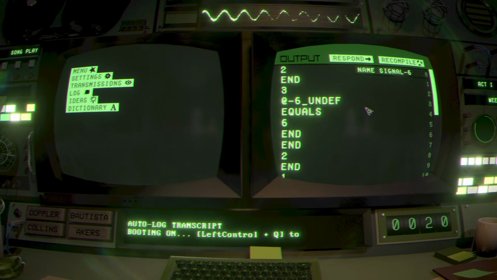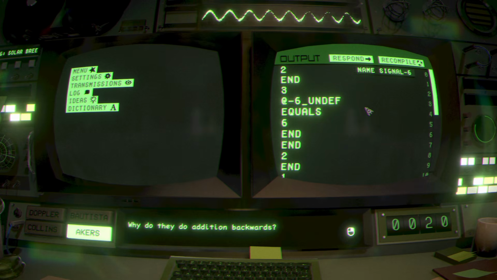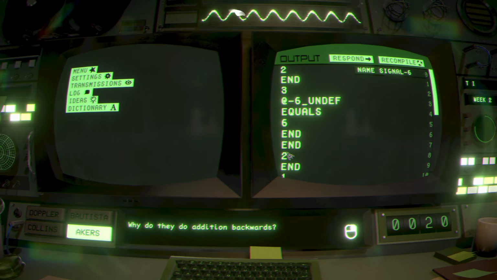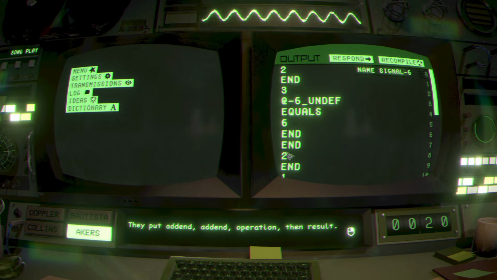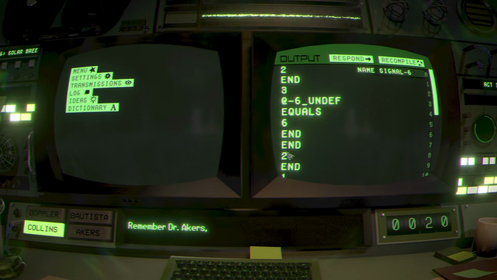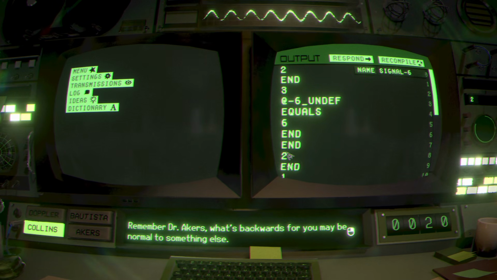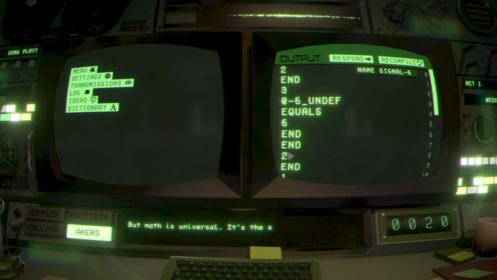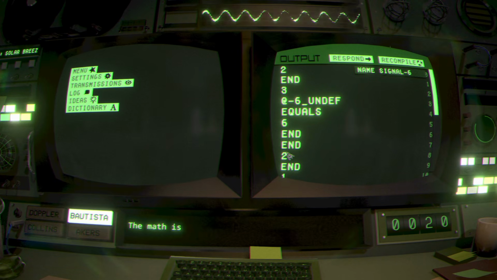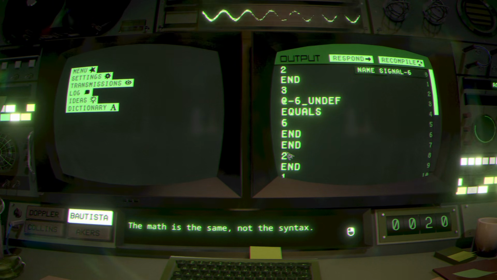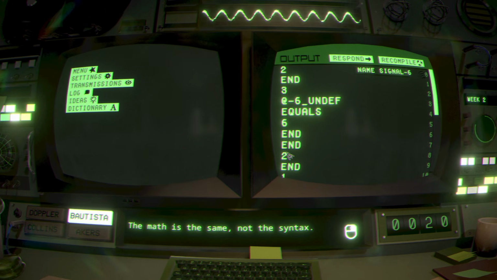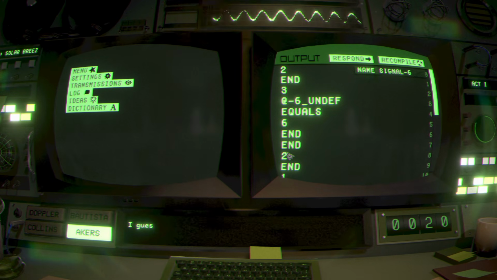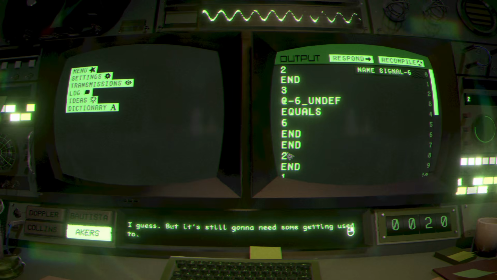Okay. I gotcha. Okay. Why do they do addition backwards? What do you mean? Oh, like they add after. Okay. They put add in, operation, then result. It's backwards. Remember, Dr. Akers, what's backwards for you may be normal to something else. Sure. Things in the universe don't work exactly like how we make them work. The math is universal, it's the same everywhere. The math is the same, not the syntax. Commutative properties, right? Commutative property of addition, you can do stuff like that. And also you can move the equal signs around. The syntax you can move around and it still equals the same thing. I guess, but it's still gonna need some getting used to.